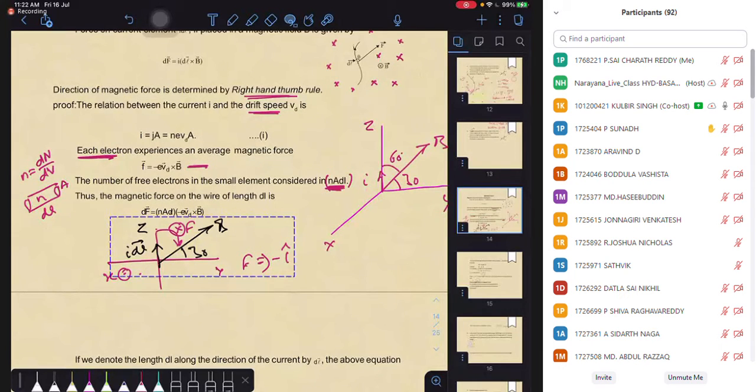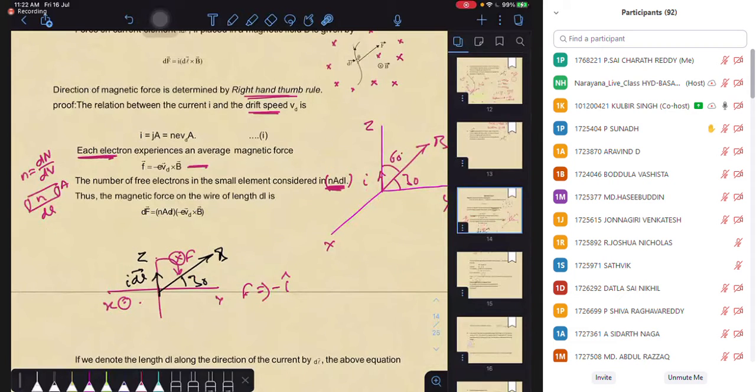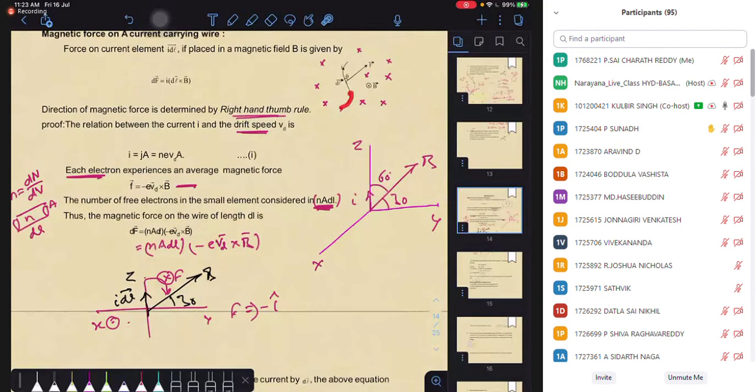We can say that. So the idea here is you just multiply the number with the force. The number here is n A dl, and the force on the electron is q v cross B. Remember that dl is a very small quantity. What is the dl we had taken? The dl we had taken is the length of my wire, small sections.